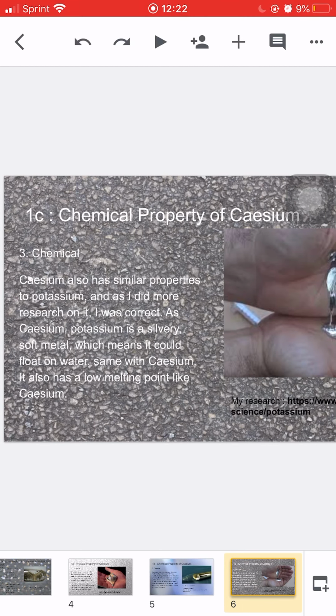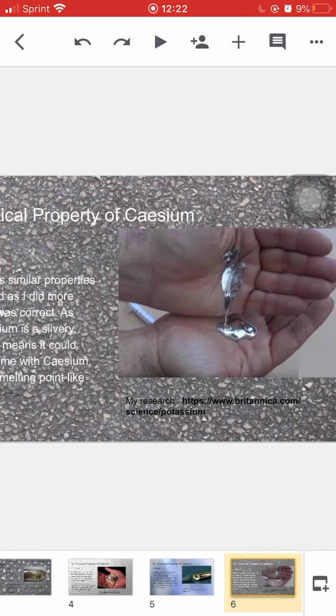And 1C, chemical property. Calcium also has similar properties to potassium, as I found with more research, and I was correct. Potassium is a silvery soft metal, which means it can float on water the same as calcium. It also has a low melting point like calcium. That's another picture of calcium, and my research is linked down below.